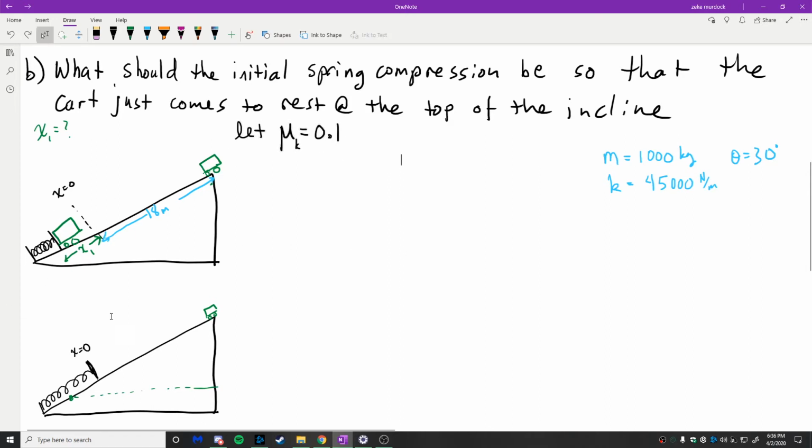So, is that enough? 2.9 maybe? Let's see, let's work it out. All right, I guess I have to ask you guys a couple questions here. Did you include the distance that the spring is compressed into the gravitational potential energy? Or did you just say, like, y final was 18 and y initial was 0?